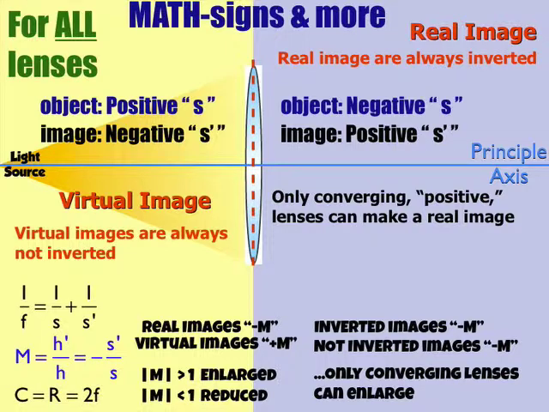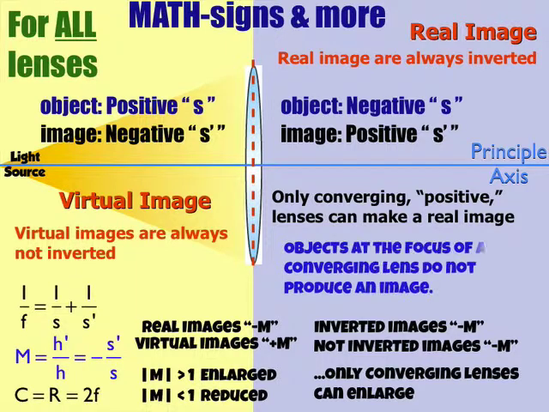And we have our last formula. C is equal to r, which equals 2f. In other words, the center of our sphere is the same as the radius of the sphere, and that radius is equal to twice the focus. Or you can also restate it that the focus is half the radius, or half the length to the center. And the last little tidbit of information: objects at the focus of a converging lens do not produce an image. The rays never meet. So if you're putting the object at that focus, you're not going to see an image.